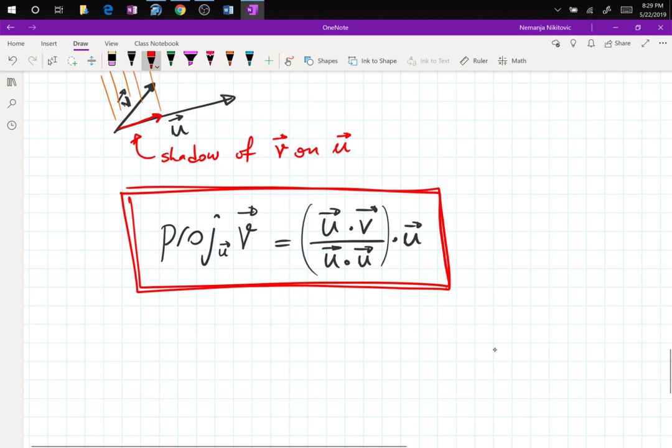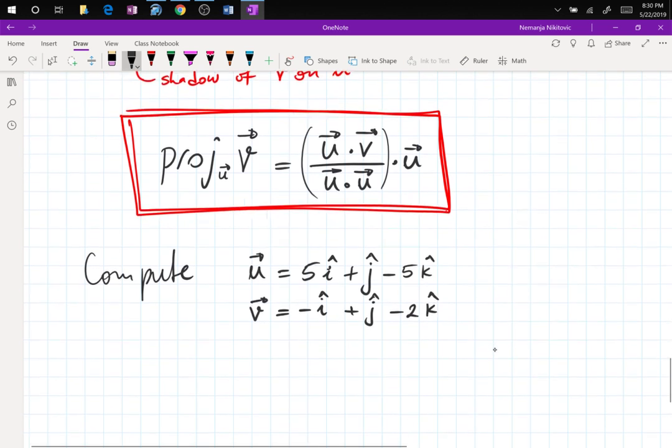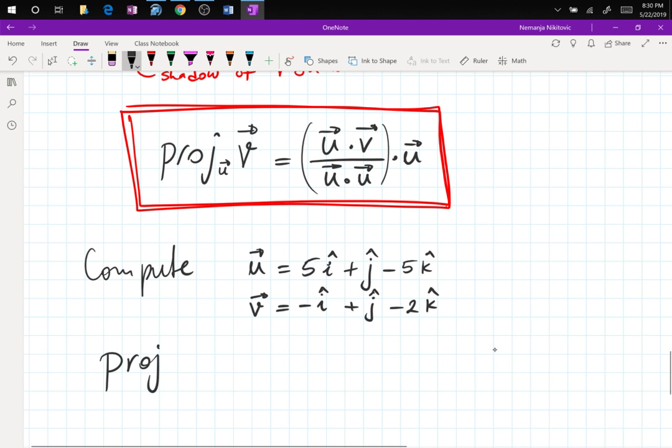So let's compute one of these. Let's go to homework. Calculate an orthogonal projection. Vector u is given as 5i plus j minus 5k, and vector v is negative i plus j minus 2k. Calculate the projection of v onto u, and the projection, just to see that it's not the same, of u onto v. This is not commutative.